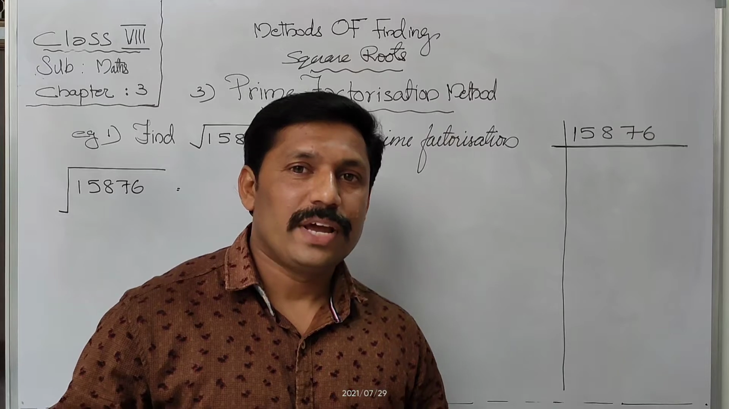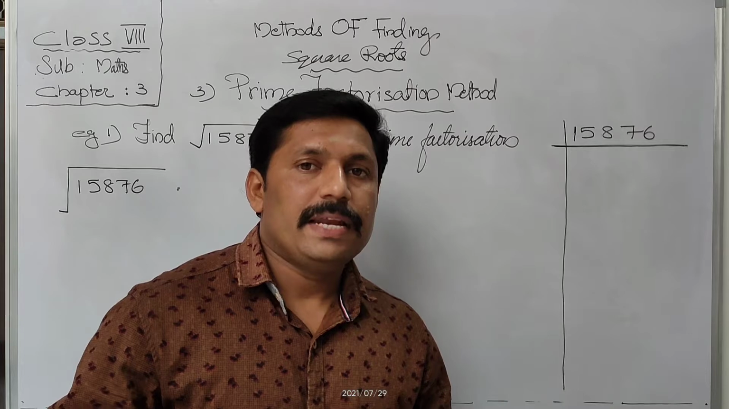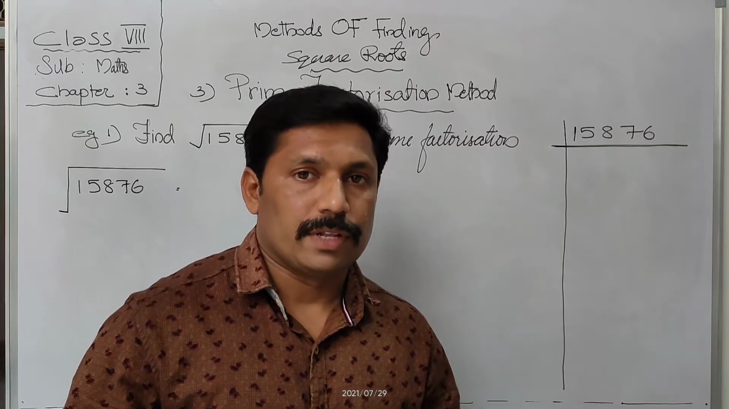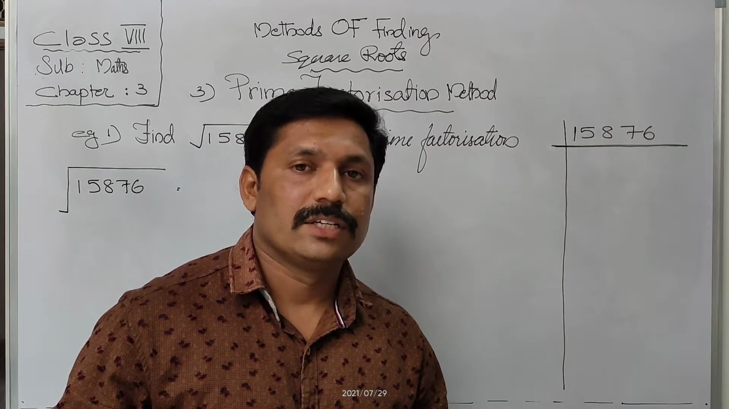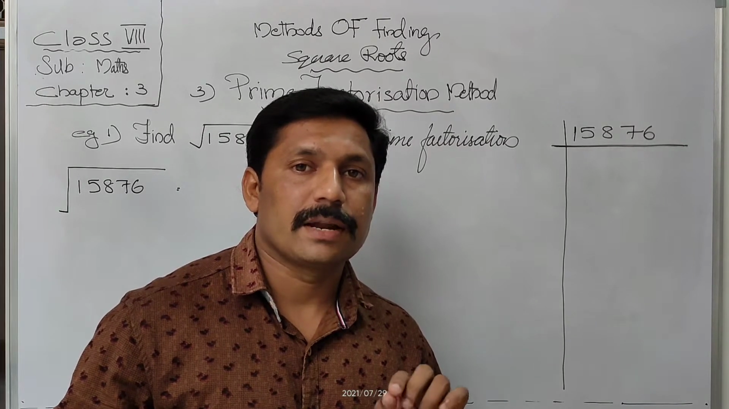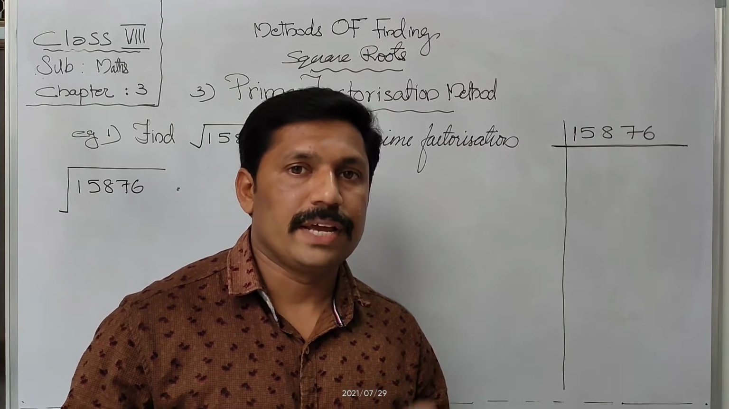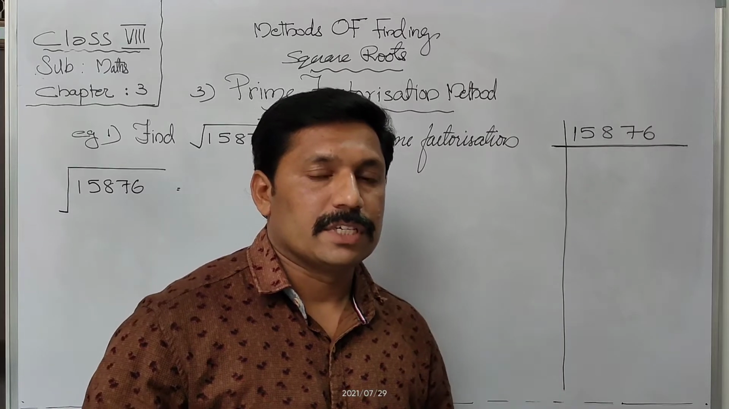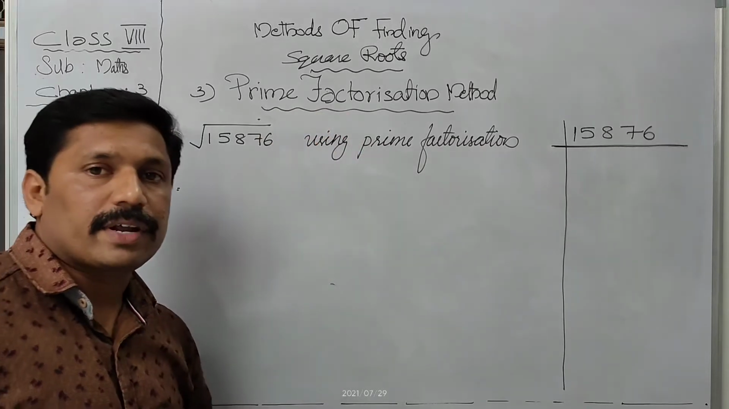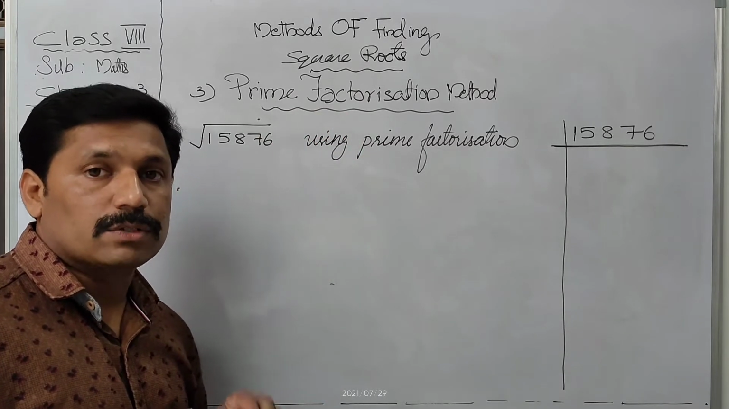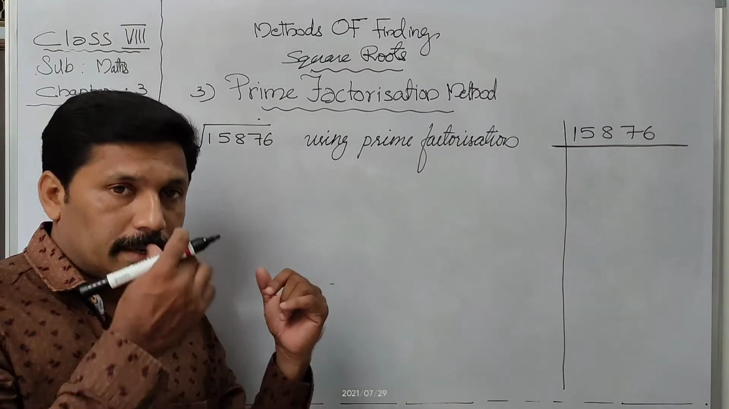Dear students, today in our Maths session, we will discuss the remaining methods of finding square root of the number. In our last class, we learned the first two methods, that is repeated subtraction method and ones and tens digit method. And today, the third method, first we discussed, that is prime factorization method. Using prime factorization method, how to find out the square root of a given number. I will explain that first.